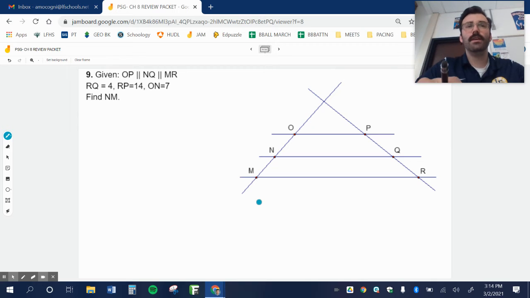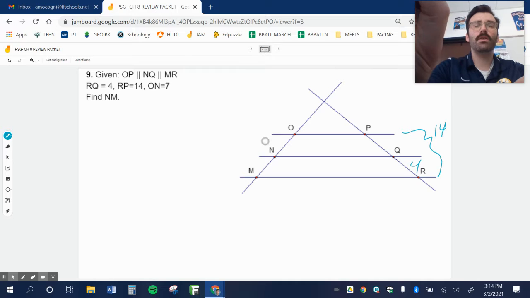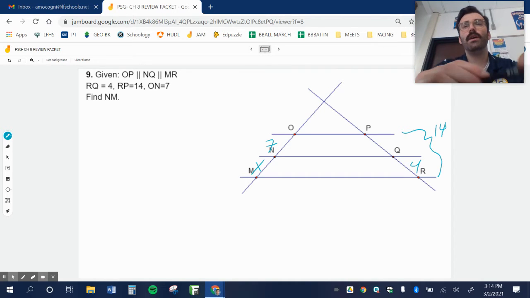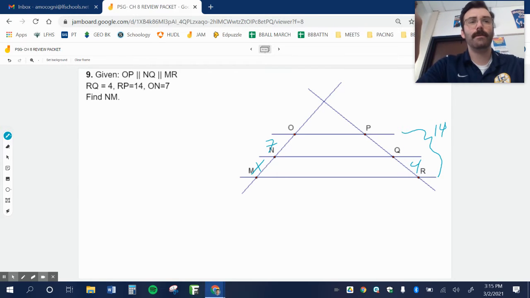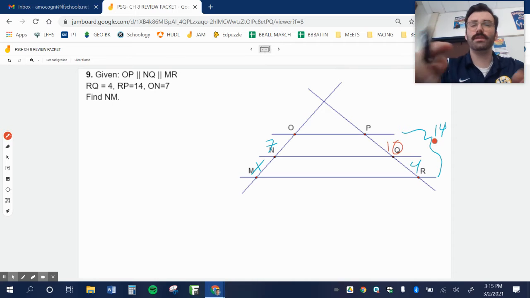Try this. This one's a little bit different. So RQ is 4. RP is 14. QN is 7. Find x, MN. All right, well, if this piece is 4 and that whole thing is 14, then the other piece has to be 10, right? This has to be 10. All right, 14 minus 4 gives me 10.